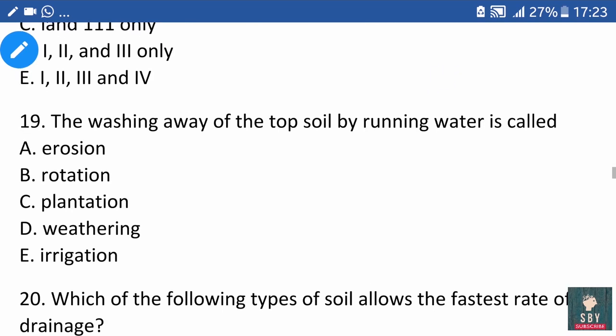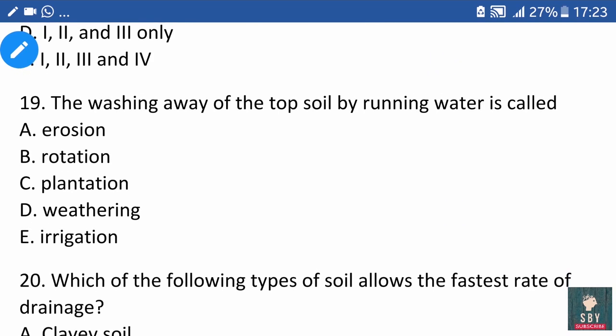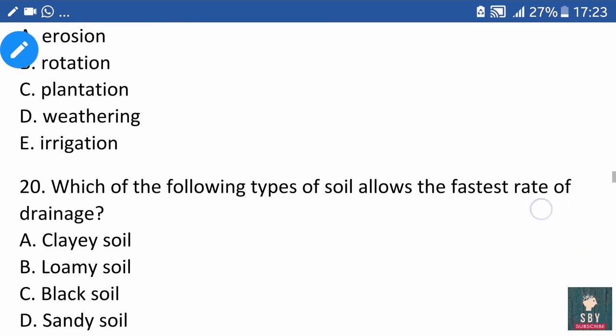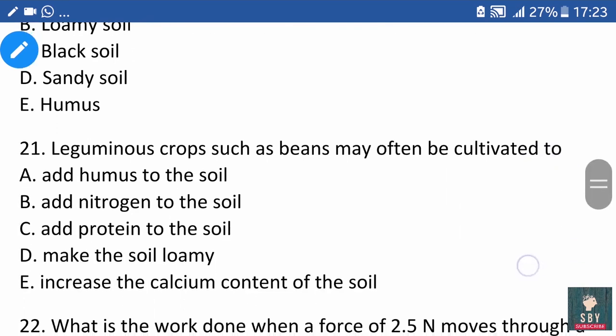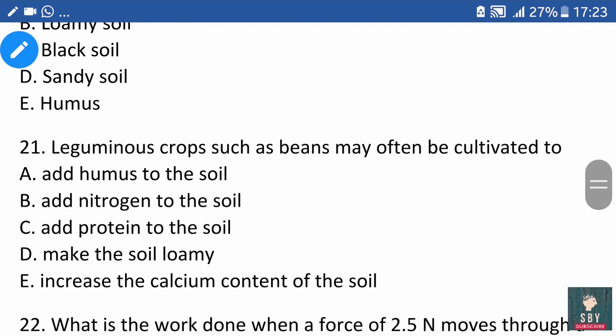The washing away of the topsoil by running water is called erosion. Which of the following types of soil allows the fastest rate of drainage? The soil that allows water to drain through it easily is the sandy soil because it has large air spaces, because the particles which make up the sandy soil are big. Leguminous crops such as beans may be cultivated to add nitrogen to the soil. They add nitrogen to the soil.